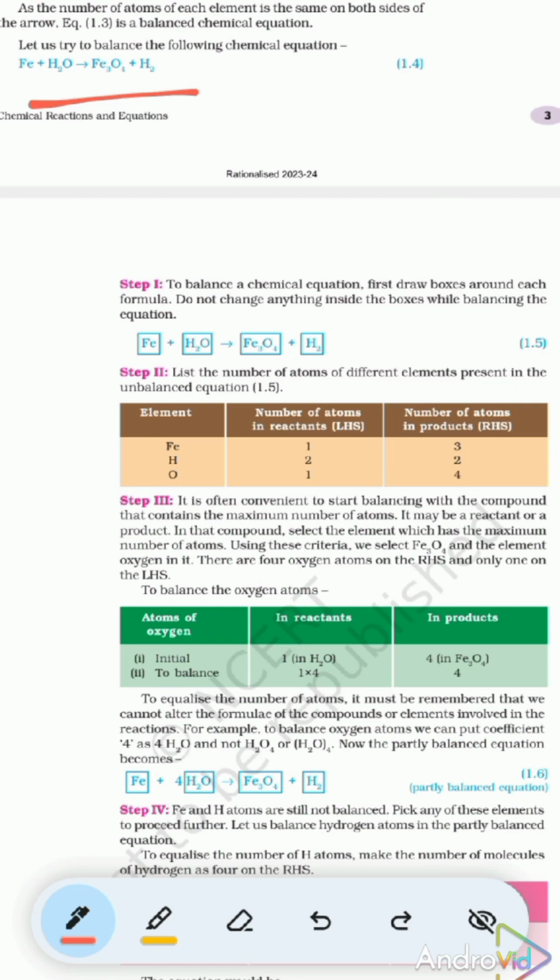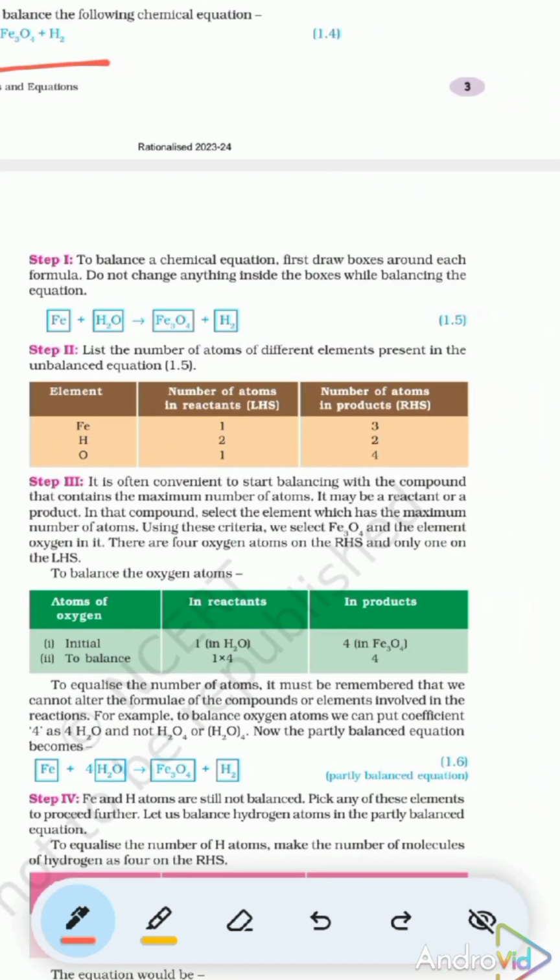Step 1. To balance a chemical equation, first we have to draw boxes around each of the formulas. We should not change anything inside the boxes while balancing the equation. Step 2 is to list the number of atoms of different elements present in the unbalanced equation in a tabulated manner like this, given in the textbook.